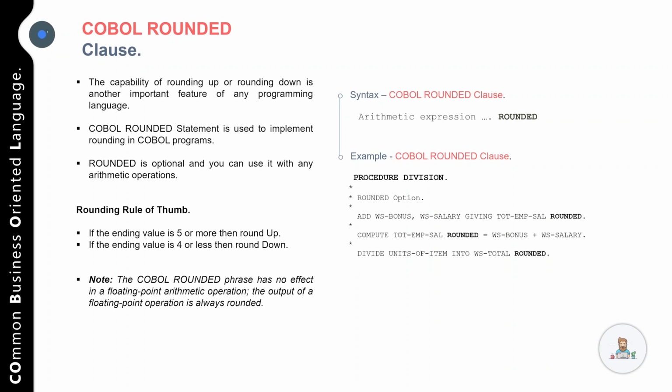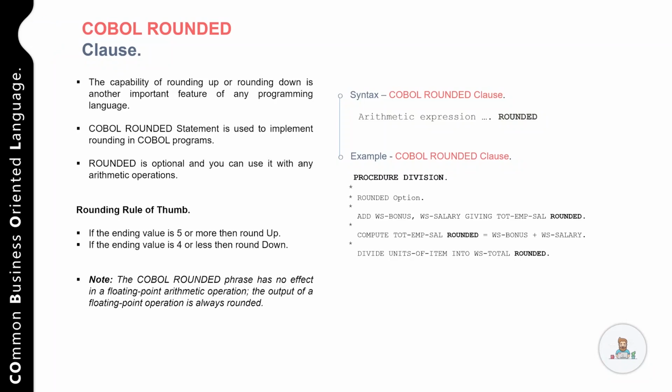In the following example, we have the procedure division, and after that we have 3 different calculations. In all these 3 calculations, we have used the ROUNDED keyword to round up or round down the calculated value. In the first case, we have used ROUNDED with TOTAL-EMP-SALARY. So the final calculated value will be either rounded up or rounded down depending on the value itself.